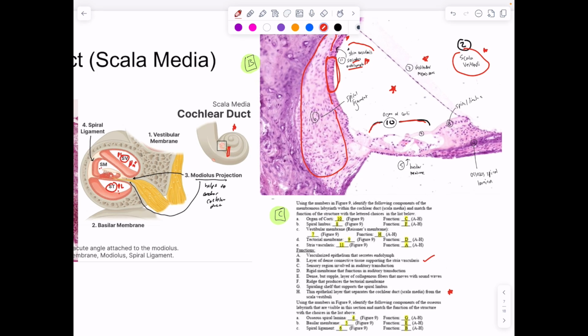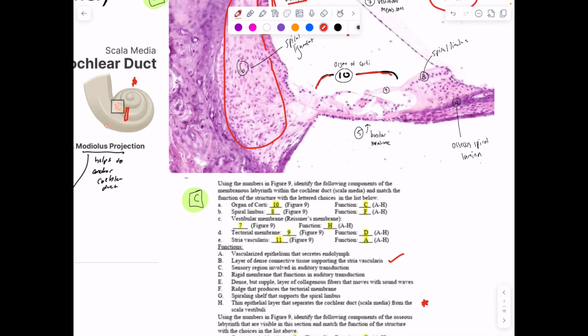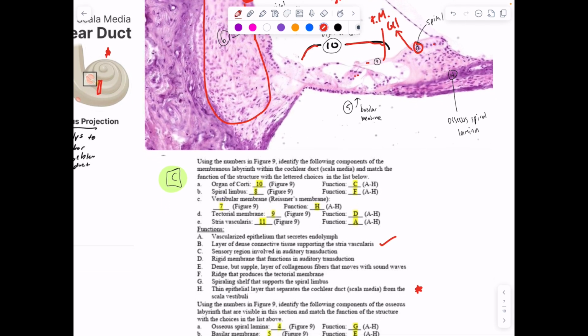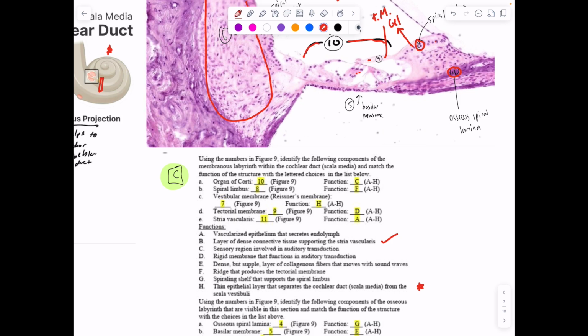Then we have, as we started to describe with the hair cells, our tectorial membrane, which is our gel layer. And you can see that the hair cells are meeting up with the gel layer. Then we have the spiral limbus, and these spiral limbus cells produce the tectorial membrane. Then we have part of the modiolus coming in, and this is the osseous spiral lamina. So some of the modiolus coming in, the bony portion of the cochlea.